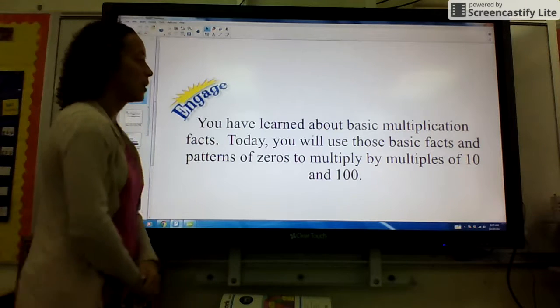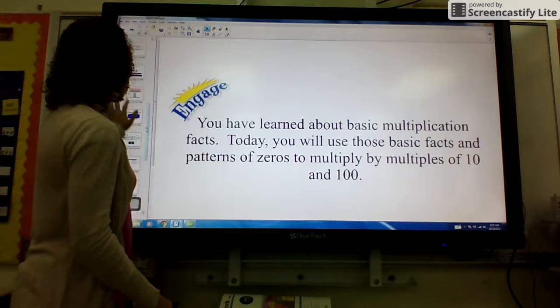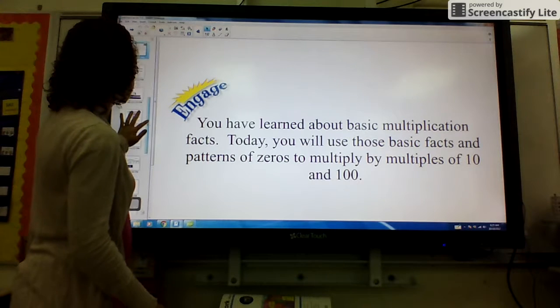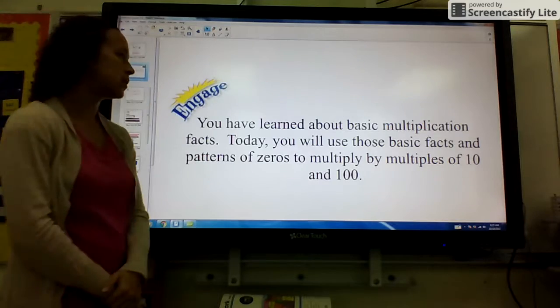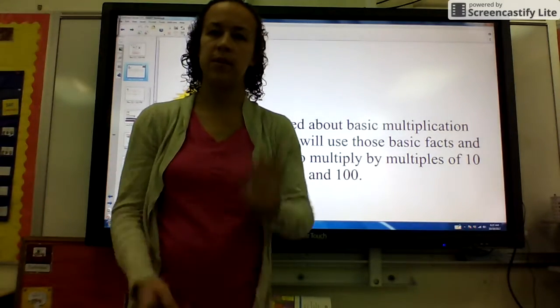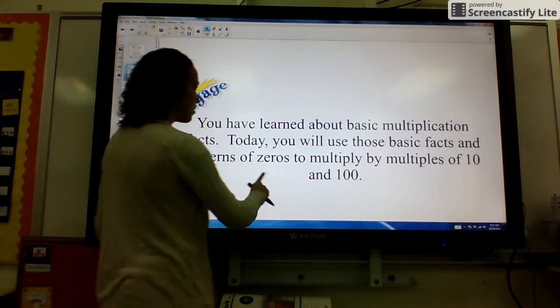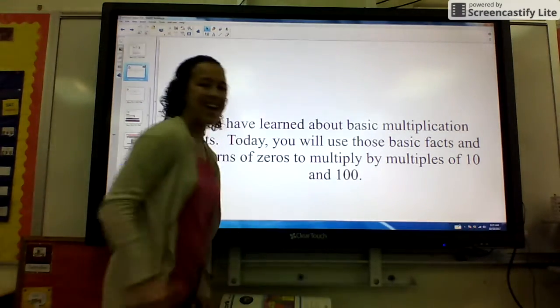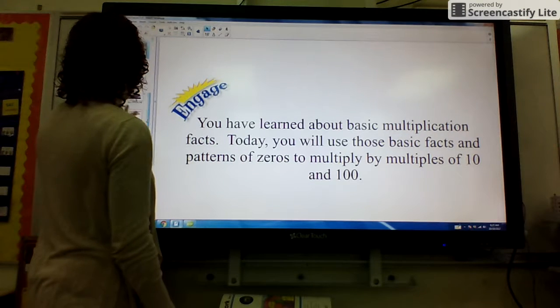Let's take a look at the other sheet that you're going to be working on tonight. And this is going to be focusing on the same thing, looking at the multiplication facts of tens and hundreds. These nice numbers, and they're nice because they end in 0. Okay, so let's take a look at this.